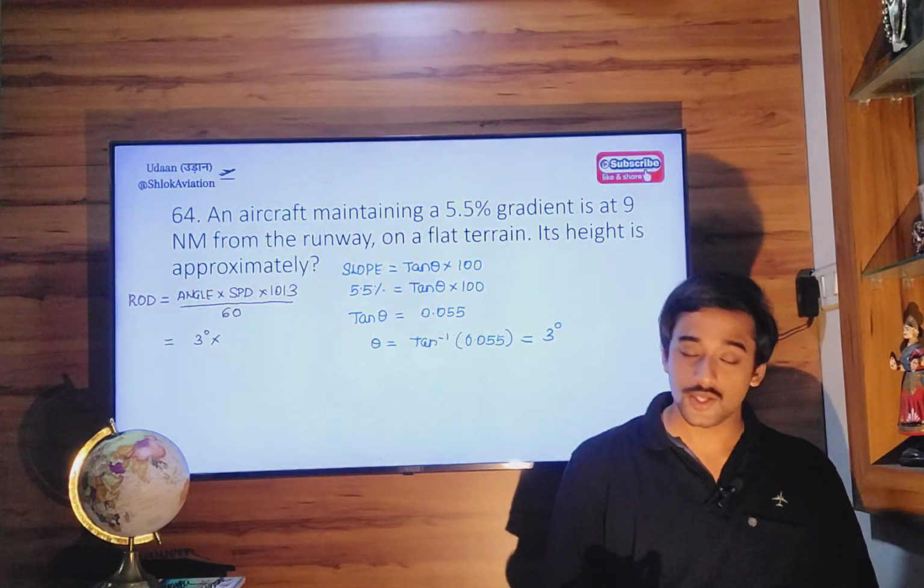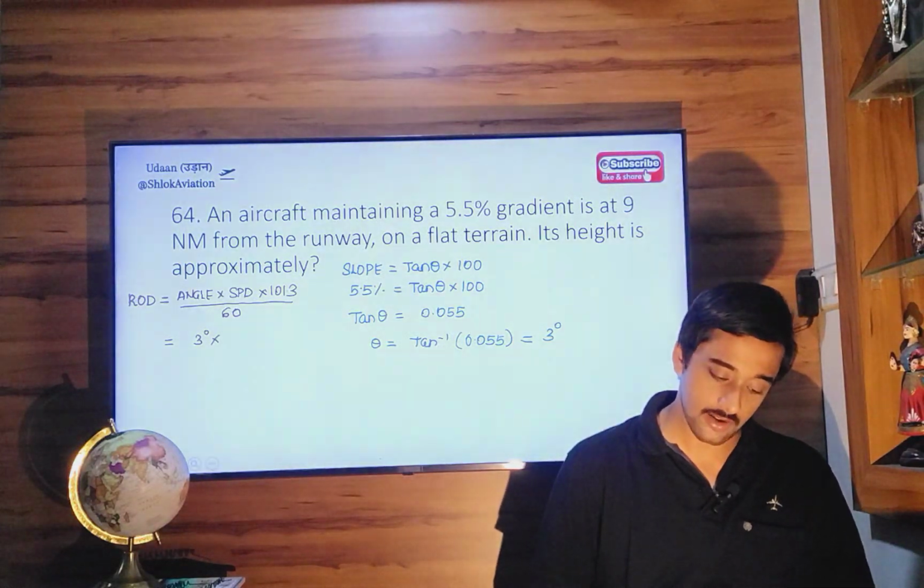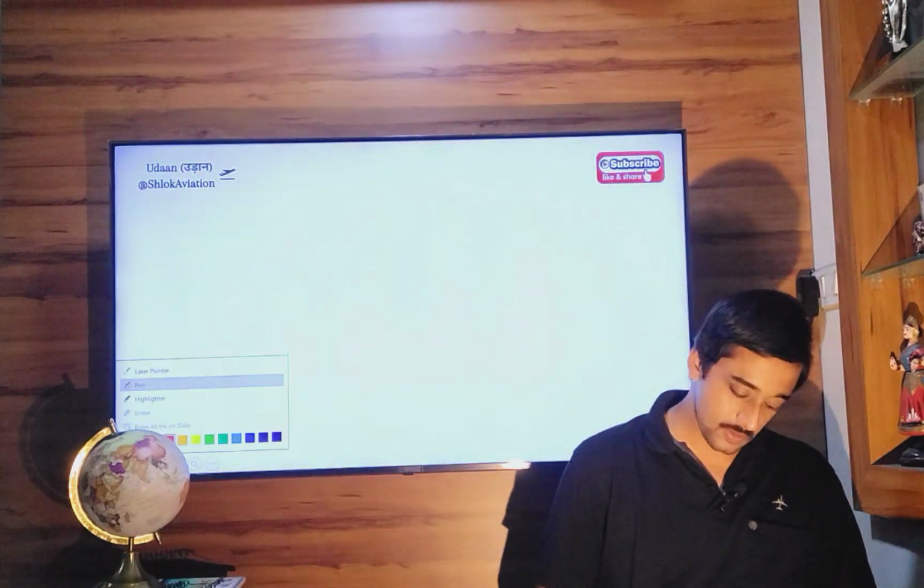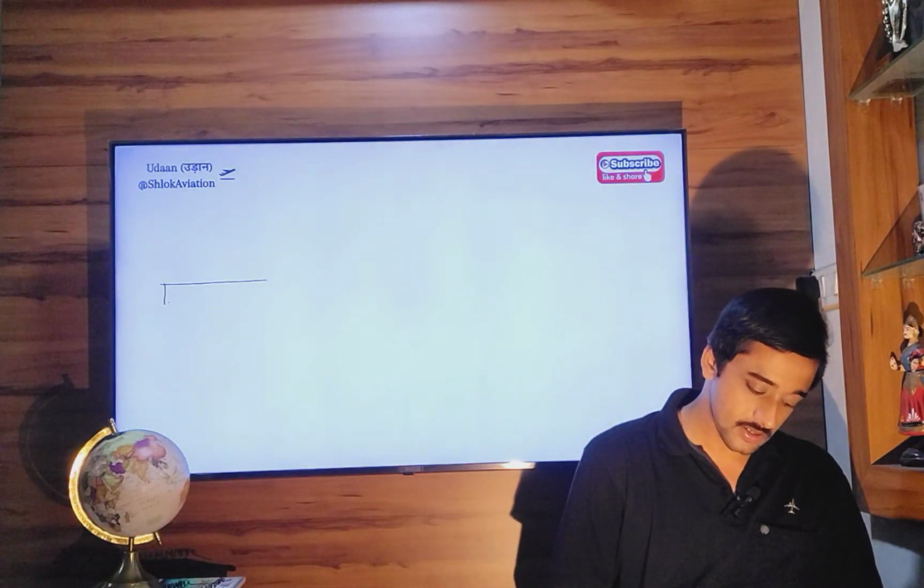Okay, correction. So I didn't read the question carefully. So now 3-degree glide slope. So let's draw this.